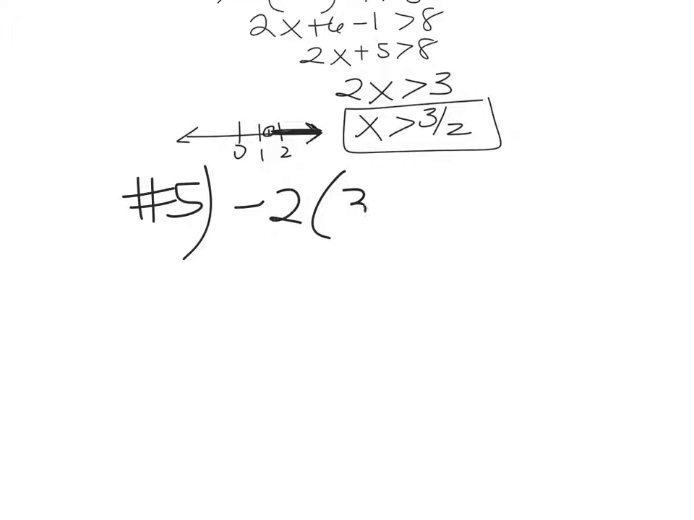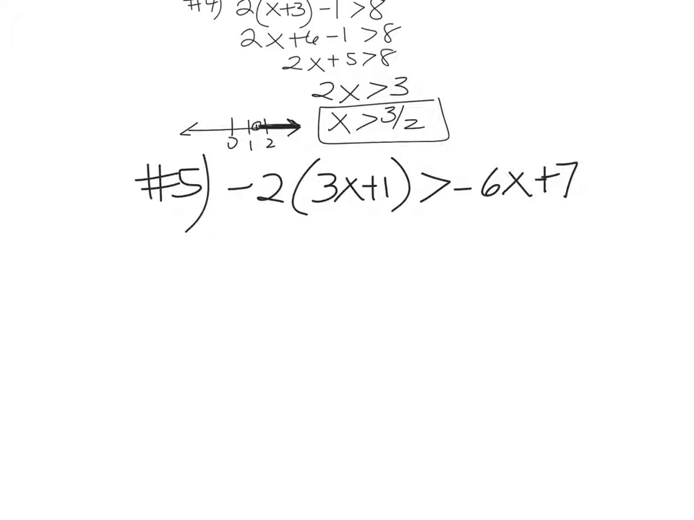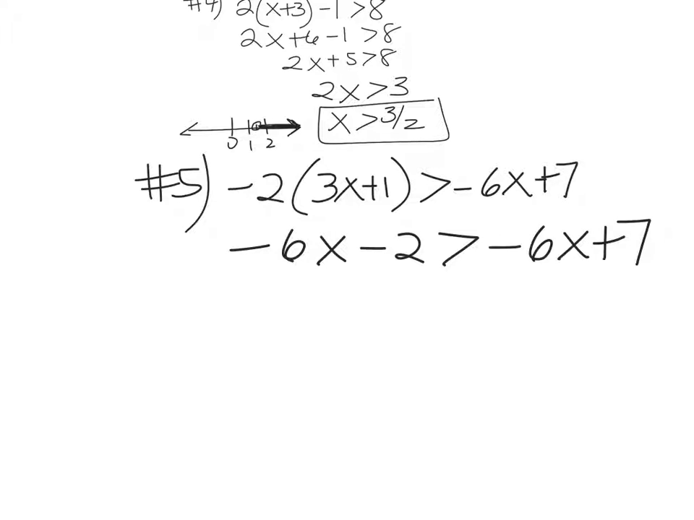Negative 2 times 3x plus 1 is greater than negative 6x plus 7. Okay, so sometimes that happens, and it happens in equalities too. We could get something that has, sometimes we'll have an answer, like the last one. That inequality is true when x is greater than 1.5. This one, let's find out. Is it true? Is it never true? Is it always true? Okay? So distribute, and you get negative 6x minus 2 is greater than negative 6x plus 7. All right. You can keep going. Add 6x to the other side, and what happens is your variables cancel out, and you get a statement that's either true or false.